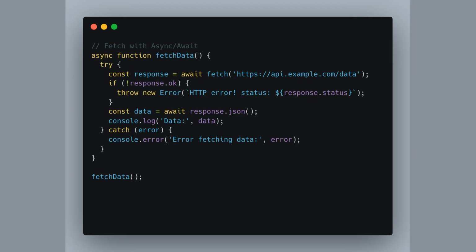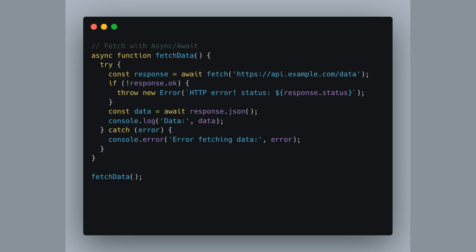Here we're using async/await with Fetch for a cleaner and more readable code structure. By wrapping our fetch call in an asynchronous function, we can await the response, making our code look synchronous while it's actually asynchronous. First, we await the fetch request, then check if the response is okay.